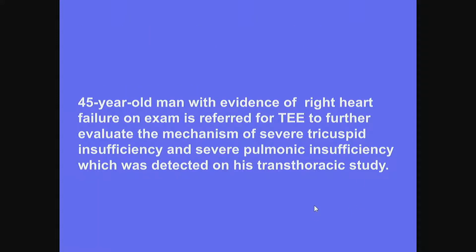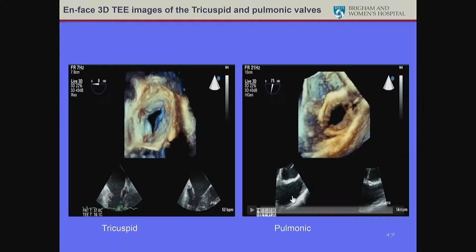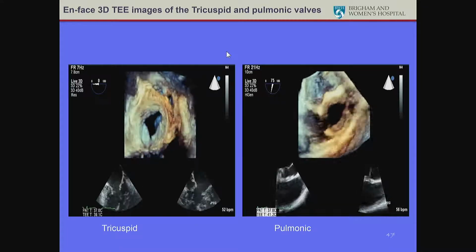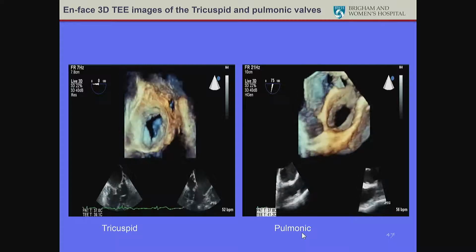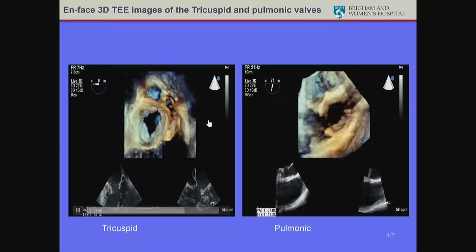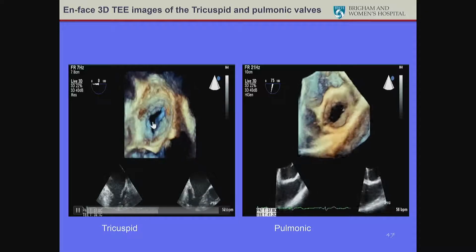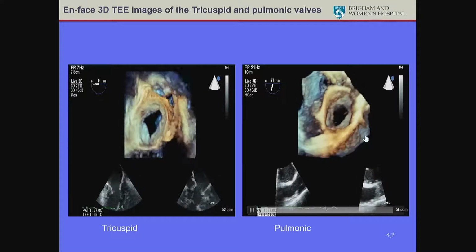This next patient is a 45-year-old male with evidence of right heart failure on exam, who was referred for a TEE to further evaluate the mechanism of severe tricuspid insufficiency and severe pulmonic insufficiency, which was detected on his transthoracic study. So these are 3D TEE images of the tricuspid valve on the left and the pulmonic valve on the right. And so you have en face images of both the tricuspid valve and pulmonic valve.